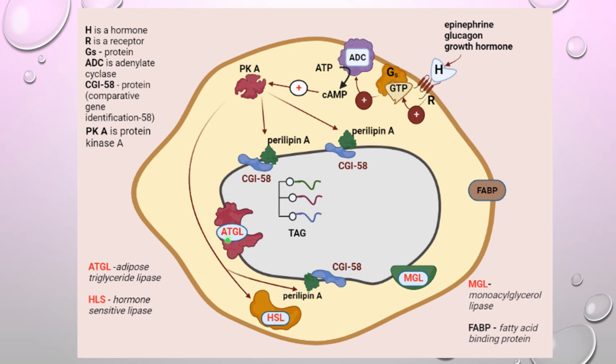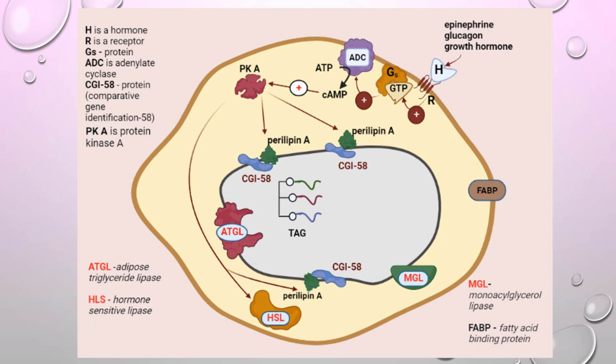First enzyme is adipose triacylglycerol lipase. This lipase is located on the surface of a lipid droplet. Hormone-sensitive lipase, this enzyme is located in cytosol. And monoacylglycerol lipase. Again, this enzyme here you can find is located on the surface of a lipid droplet, but monoacylglycerol lipase can be located in cytosol. And a final component of this scheme is fatty acid binding protein. This protein is necessary for the transport of fatty acids that will be released during lipolysis.